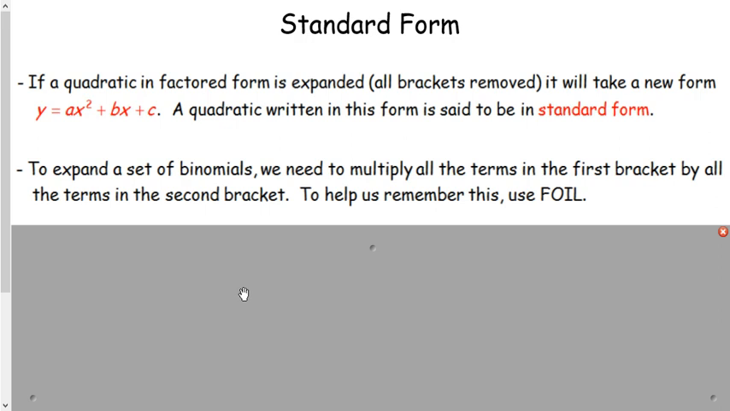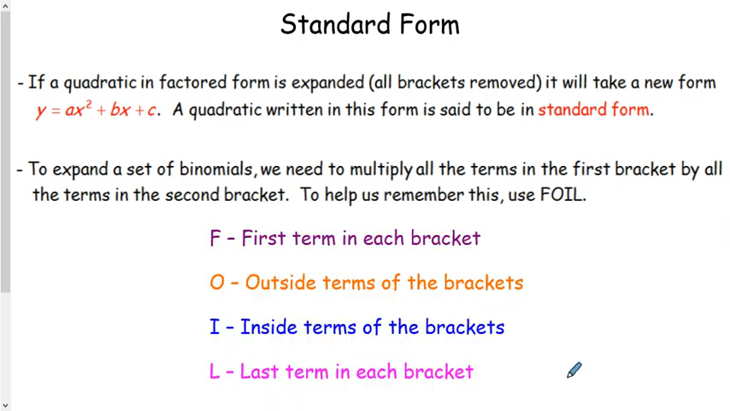So we're going to have to expand those binomials, right? A binomial is just an expression of two terms. And in factored form, we've got a binomial multiplied by another binomial. And so what we're going to do is multiply all the terms in the first bracket by all the terms in the second bracket. And of course, you remember that we have this handy thing to remember called FOIL, which is first, outside, inside, last. So we're multiplying the first terms in each bracket, the outside terms in each bracket, the inside terms in each bracket, and the last terms in each bracket.